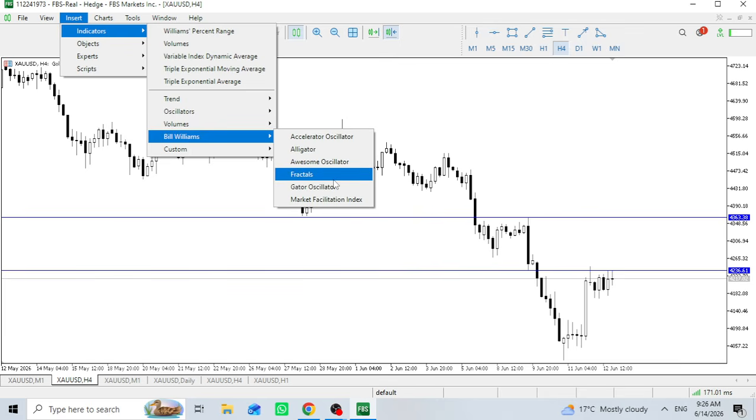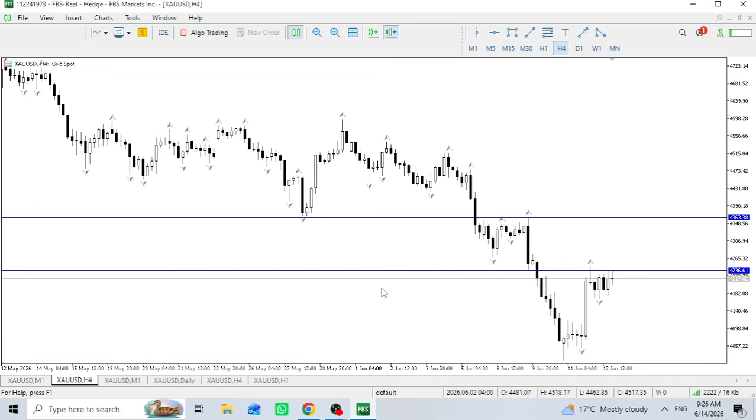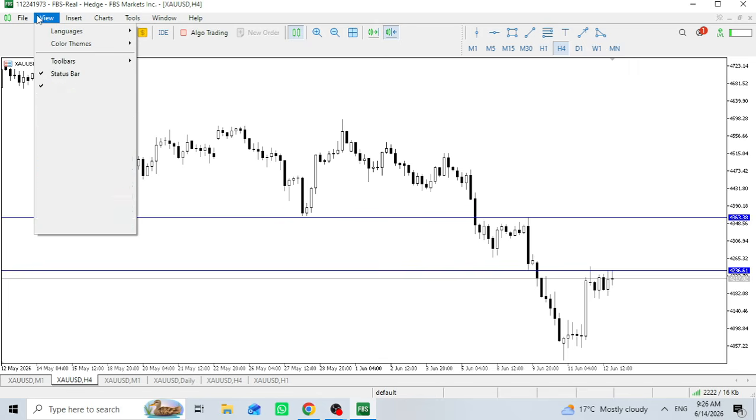Let's add Fractals from Bill Williams. Just click there and your indicator pops up, see, my indicator is there. If I want to delete it, I would just put my pointer on the indicator, right click and delete the indicator. That's all you need as a beginner. You don't need anything else.